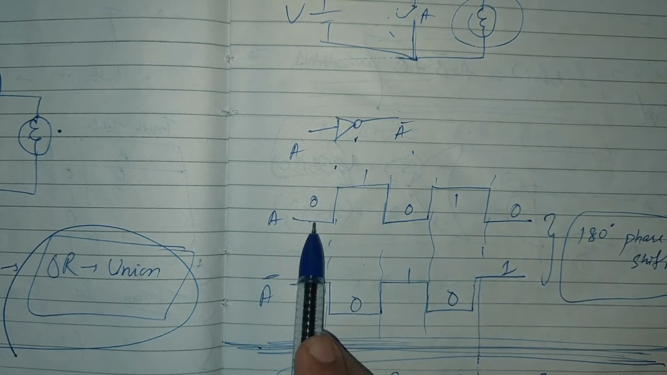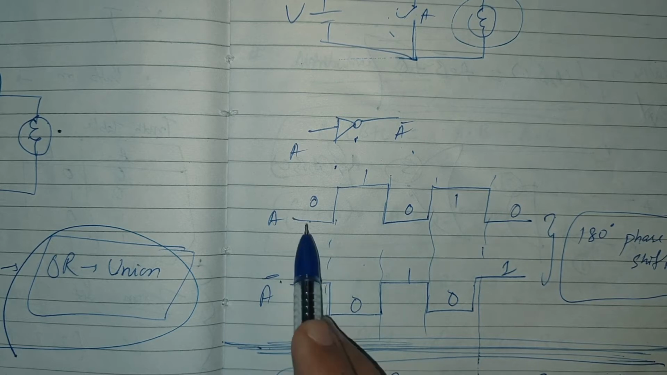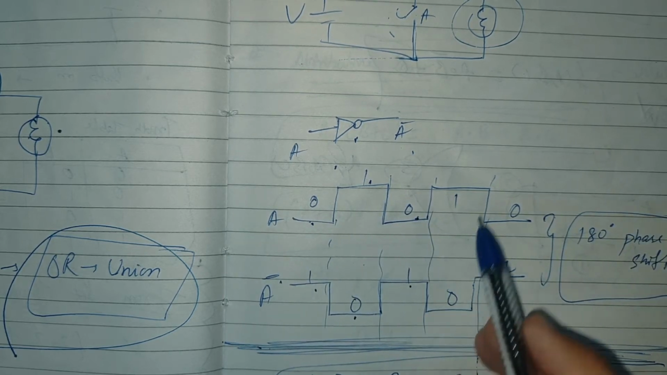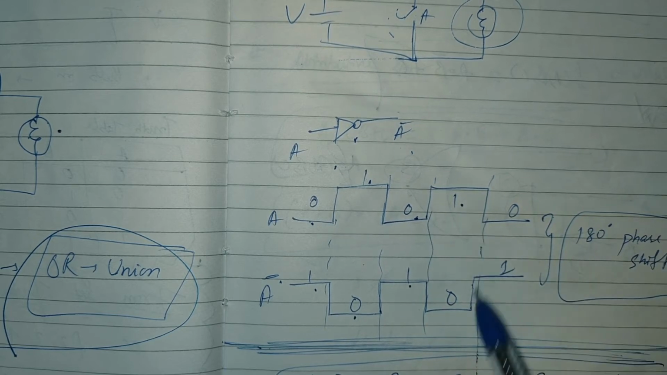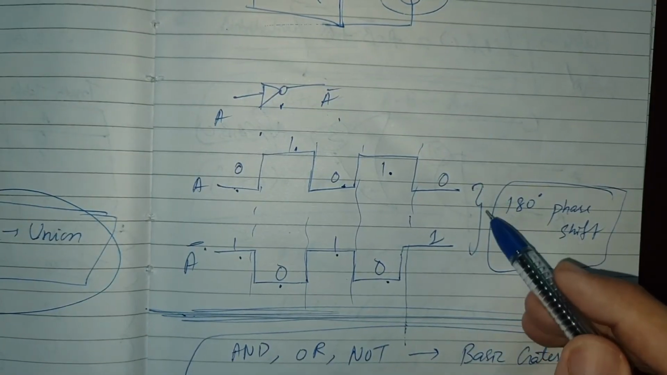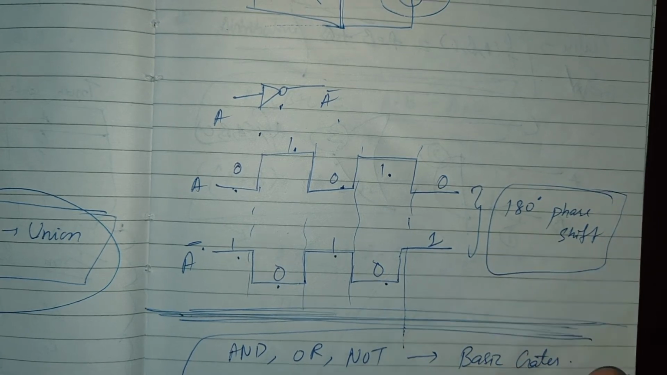Suppose our input signal A is like this. This is the signal representation. Then A bar would be 1 0 1 1 0. When the input is 0, output will be 1, and when the input is 1, output would be 0, and similarly so on. So we can see in these two waveforms the phase shift is of 180 degrees.